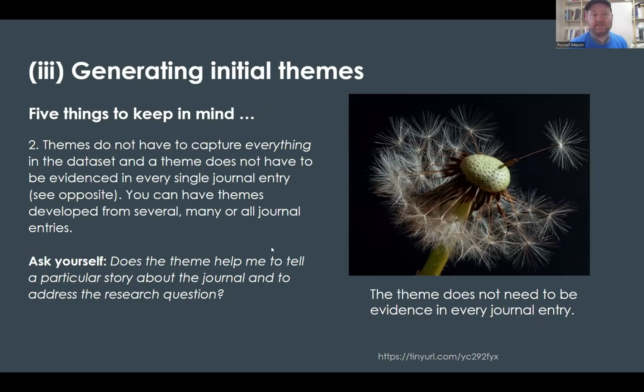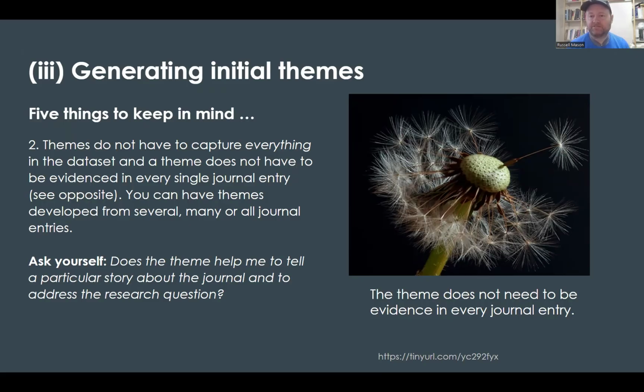The second thing to consider is that themes do not have to capture everything in the data set. A theme does not have to be evidenced in every single journal entry. You can have several themes developed from several, many, or all journal entries. So you don't need to have the same theme reoccurring in every single entry. It just needs to be in multiple entries and hopefully in different periods or different stages of the journal.